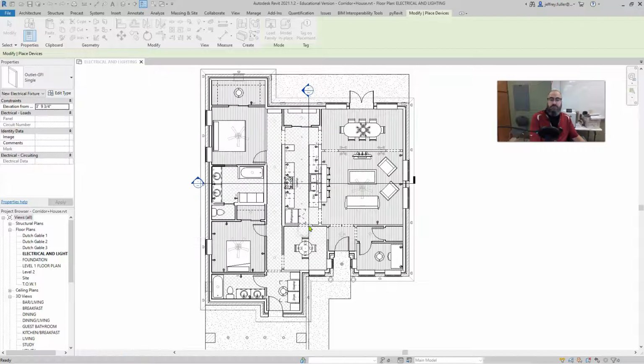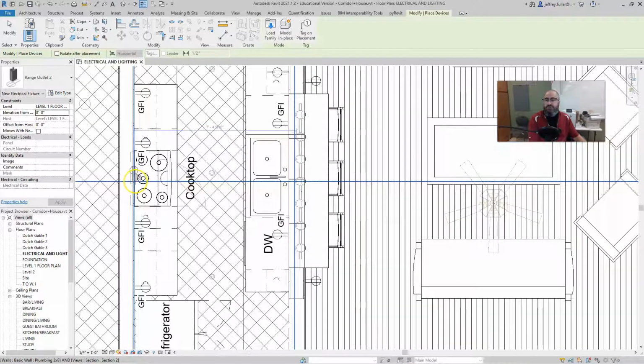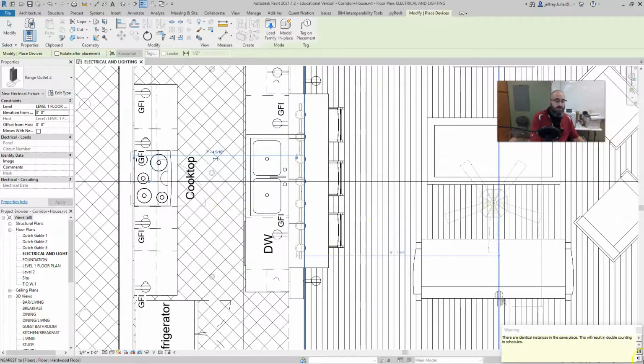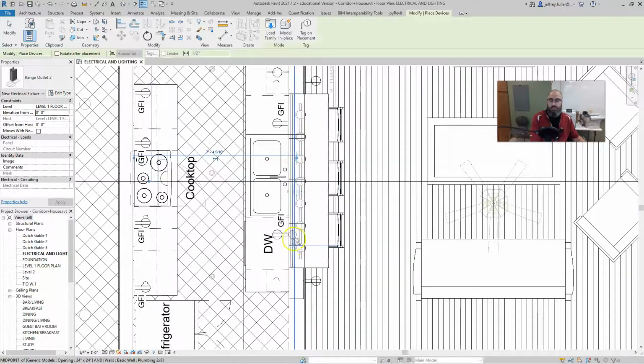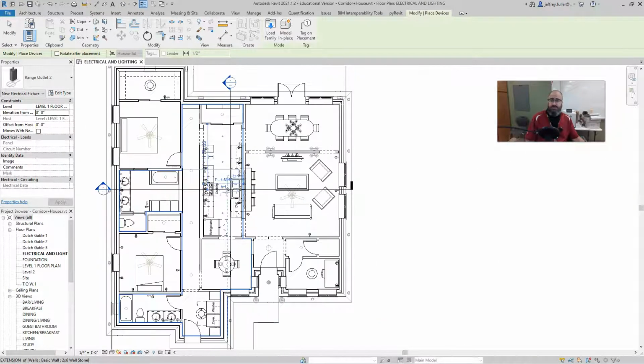Let's do this one. And the range outlet is just going to go back here behind the range. That one does not place correctly, but anyway, I think that was one I was editing earlier. But anyway, just place a range receptacle right here behind the range. That way the range can be plugged in. And that's really all you have to do.